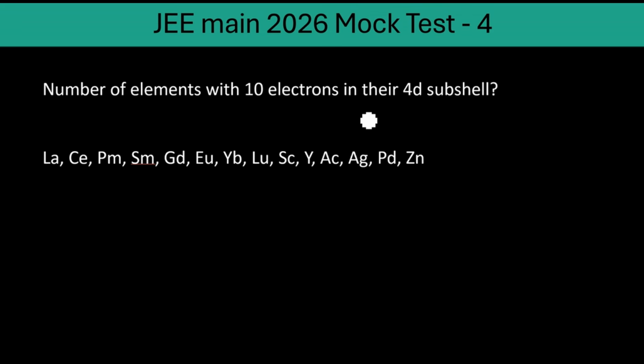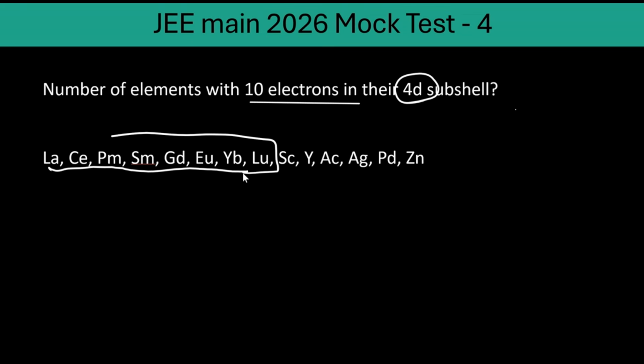The next one is from the d and f block. I told you electronic configurations in the d and f block are important. Stick with NCERT. Correct. So, the number of elements with 10 electrons in the 4d subshell. Among the f block elements you see lanthanum, cerium, praseodymium, samarium, gadolinium, europium, lutetium, which are all having 4f electrons, which means they already have a filled 4d subshell. So these all have 10 electrons in 4d.